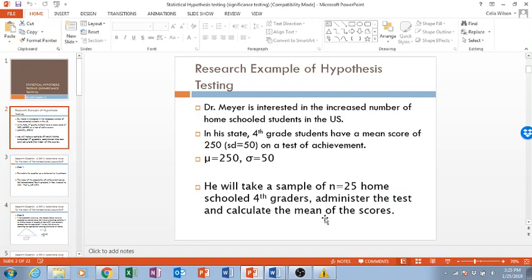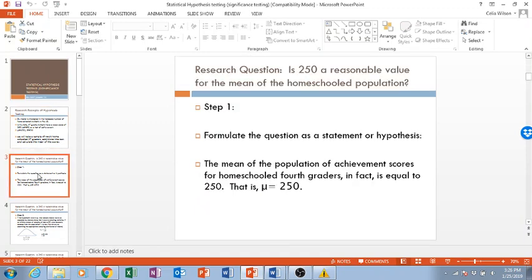And he's specifically going to make that comparison using a sample of 25 and administering that same achievement test to his 25 fourth graders, and compare and see, hey, how are these homeschooled fourth graders doing in comparison to the population? Okay? So, step one, we're going to formulate the question as a statement or as a hypothesis.